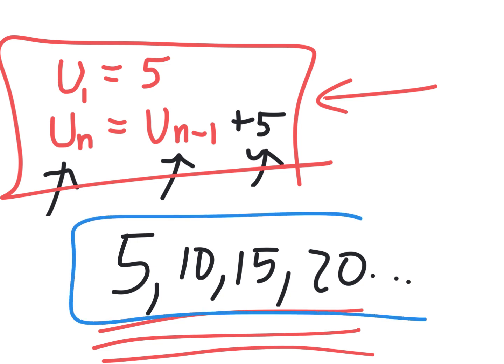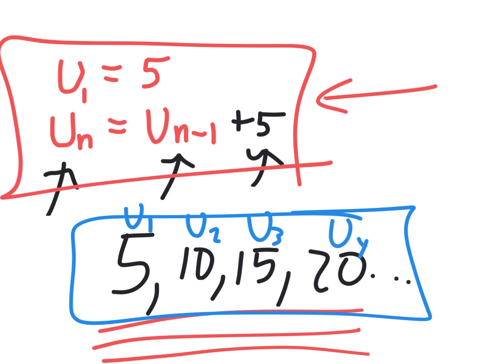This is the first 4 terms of the sequence. This was U sub 1. Then, by the way, this must have been U sub 2, and this must have been U sub 3, and this must have been U sub 4. As soon as you know the first term, you can know which term you're on.